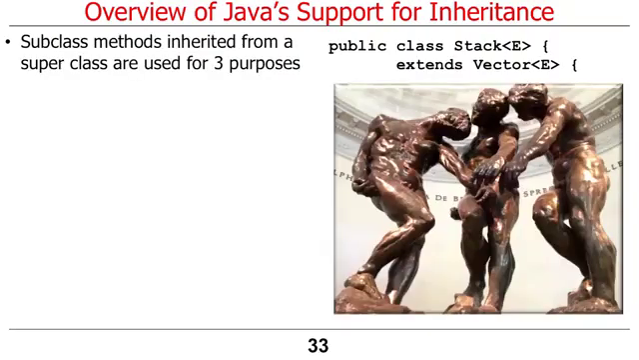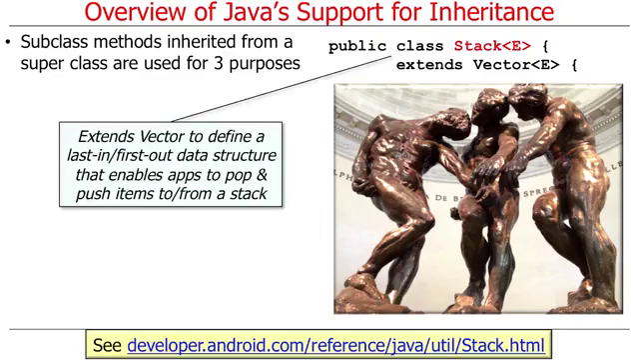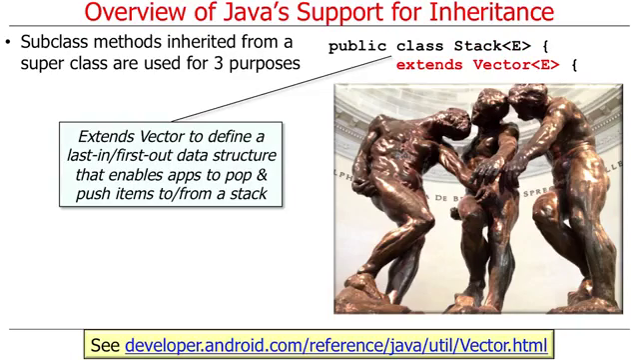Subclass methods inherited from a superclass are generally used for three purposes. To make this discussion more concrete, we'll illustrate these purposes with an example of the generic stack subclass defined in the Java Collections framework. This subclass extends the generic vector superclass to define a last in, first out, or LIFO data structure that enables apps to push and pop items to and from the stack, respectively.